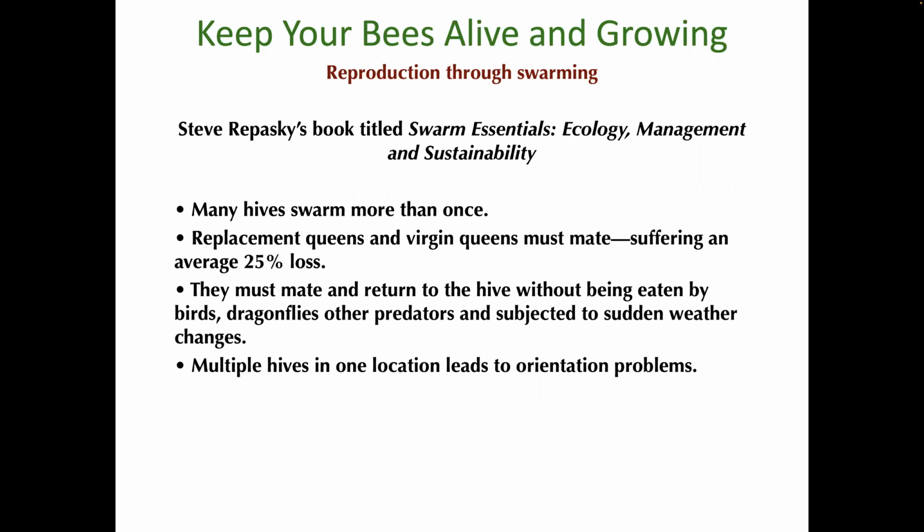Other points from Rapasky's book. Many hives swarm more than once in a season. Replacement queens and virgin queens must mate. And as I said earlier, they often suffer a 25% loss because they have to deal with birds, dragonflies, other predators, sudden weather changes, and orientation issues if you have more than one hive in a location and the bees drift from their hive at colony A and they go to colony B instead, and they're killed in the process.